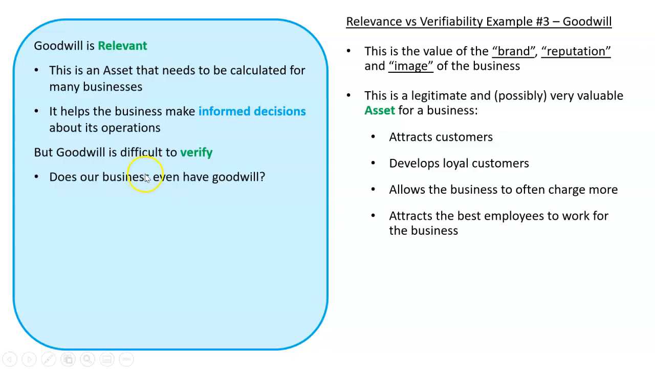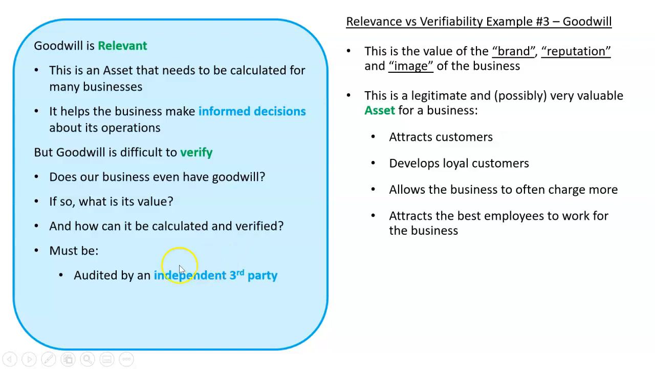So some businesses, do they even have goodwill? Maybe they've got negative goodwill, as in their brand is so toxic that it's not only not an asset, but actually something that costs the business. But if it does have goodwill, how do you figure out its value? How can it be calculated, and more importantly, verified? Well, it really can't. So what we should do is get it audited by an independent third party. Remember, verifiability has that clause in it that says, avoid estimates, but if we do have them, can you get them verified by an independent third party? And therefore, it's got to reflect the real world.